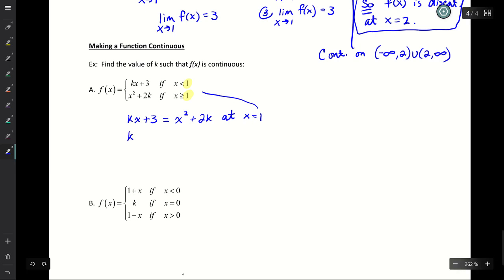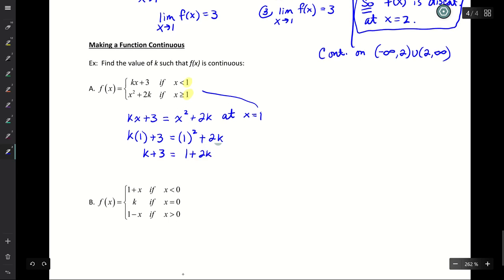So you can do k times 1 plus 3, and then 1 squared plus 2 times k. Do be careful that you don't accidentally substitute 1 for k. K is the thing you're trying to look for. All right, and then from there, let's solve. So this is k plus 3. Over here, this is just 1 plus 2k.